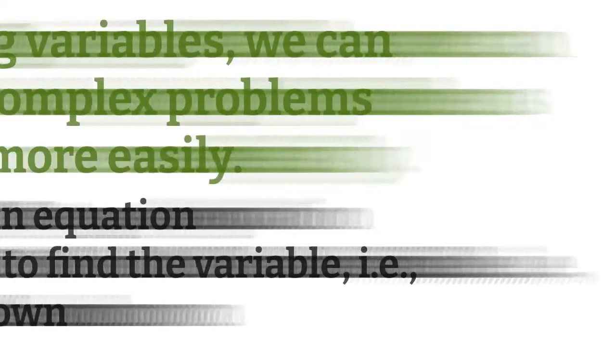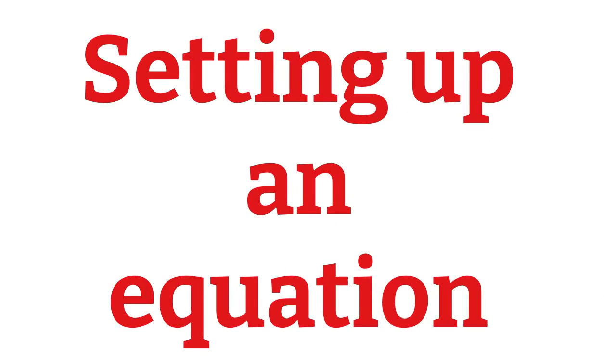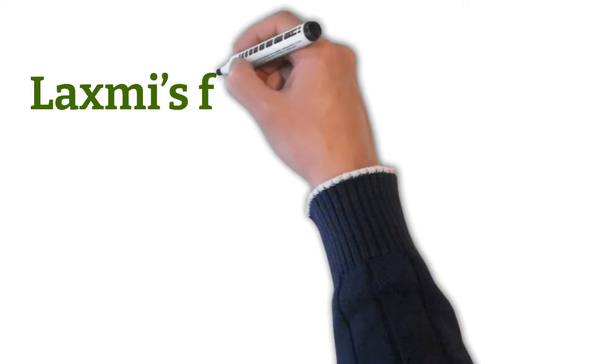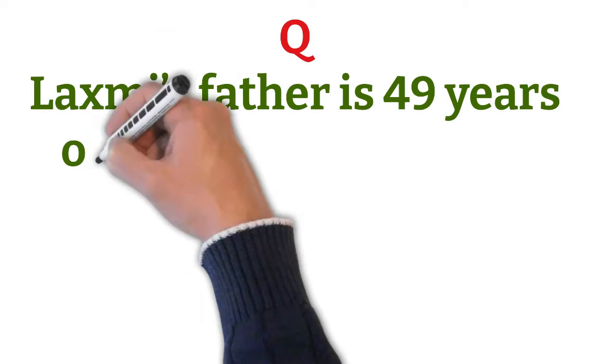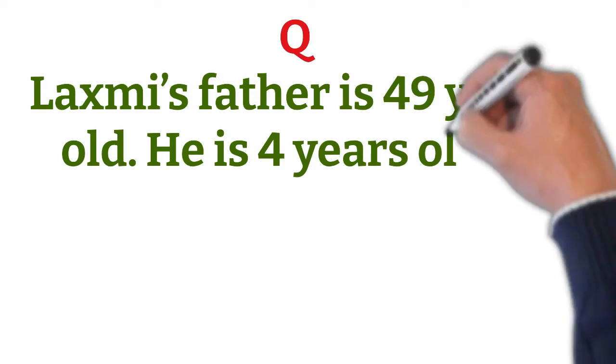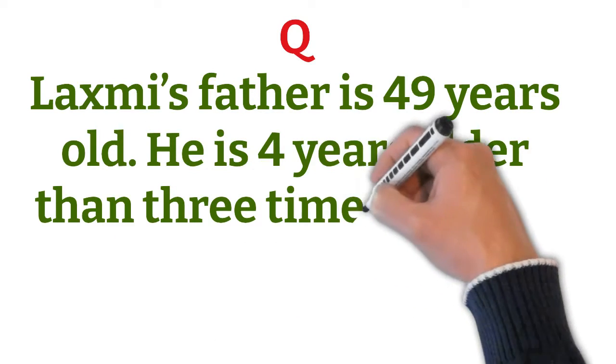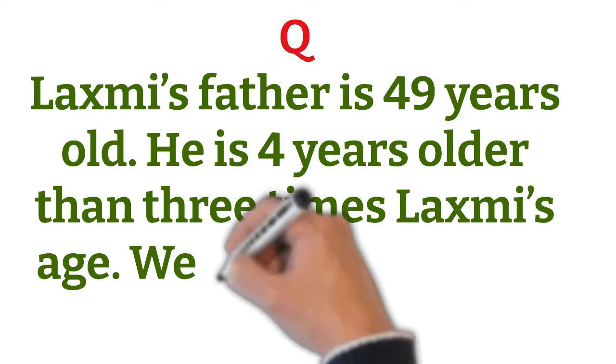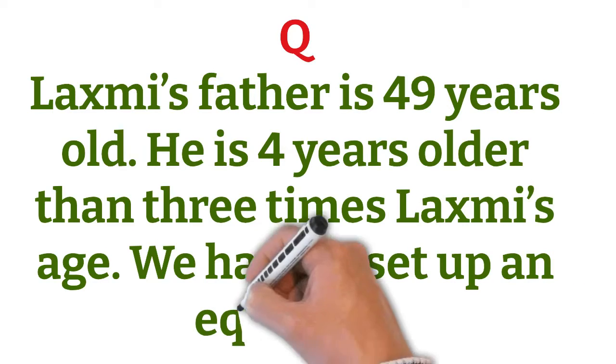So let's first discuss setting up an equation. Let's understand it through a problem from your textbook. Lakshmi's father is 49 years old. He is 4 years older than 3 times Lakshmi's age. We have to set up an equation.